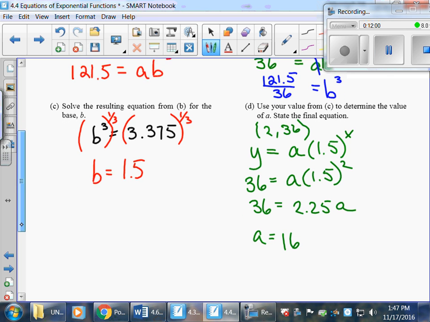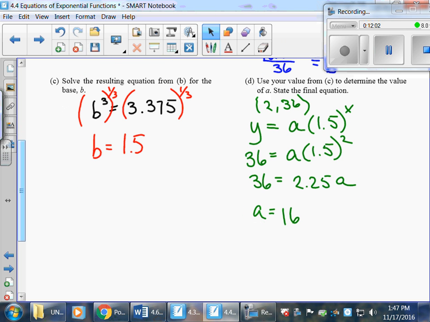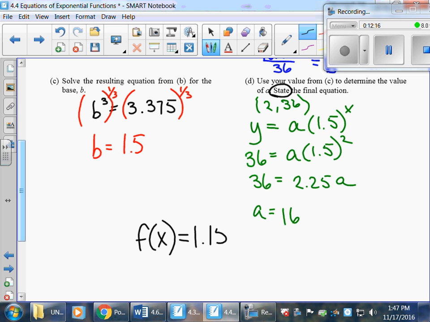So the last thing we're going to do is state the final equation. Make sure you double check that you answered every question embedded in each question. So our final equation is f of x is equal to a, which is 16, times the base b, which is 1.5, raised to the exponent x.